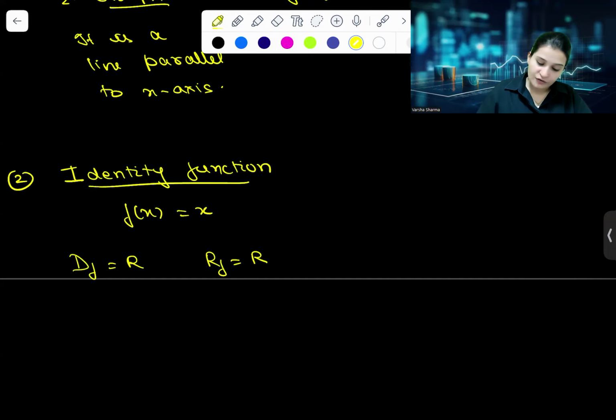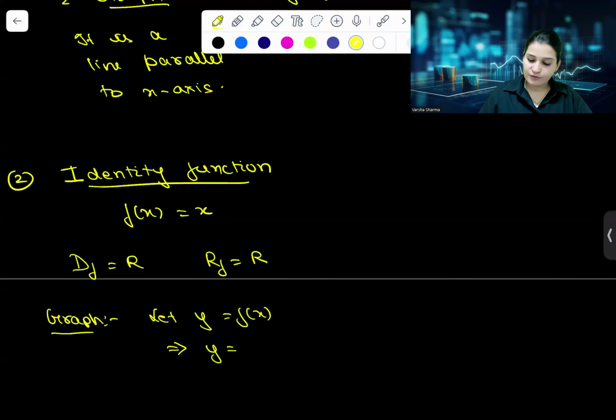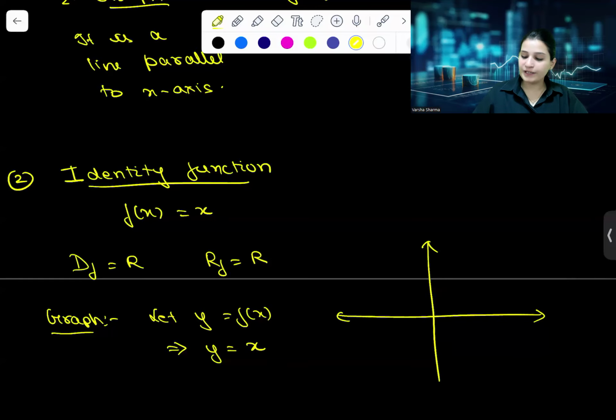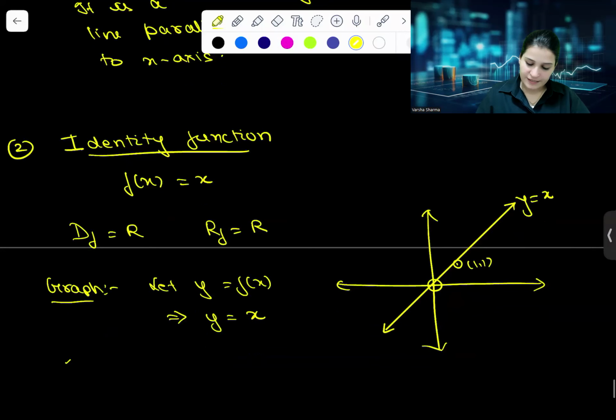Right? So now if I talk about the graph, to draw the graph, we assume it to be y equal x. So to draw the graph of a line, we take 2 points. If x is 0, y is 0. If x is 1, y is 1. So it will be a line passing through origin.